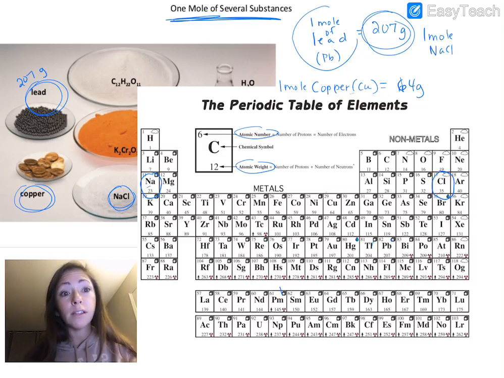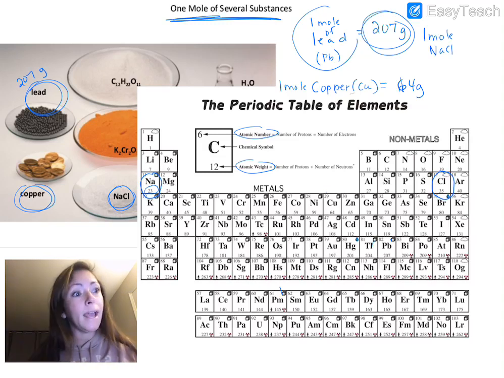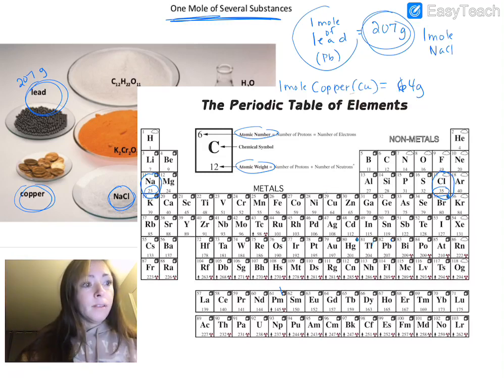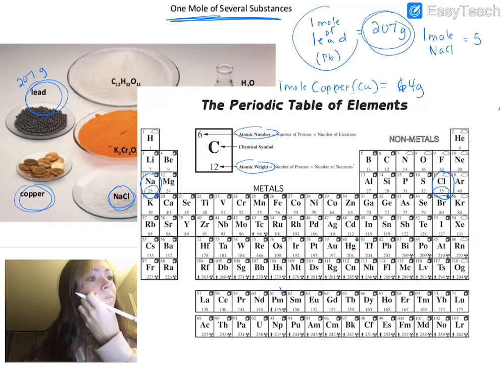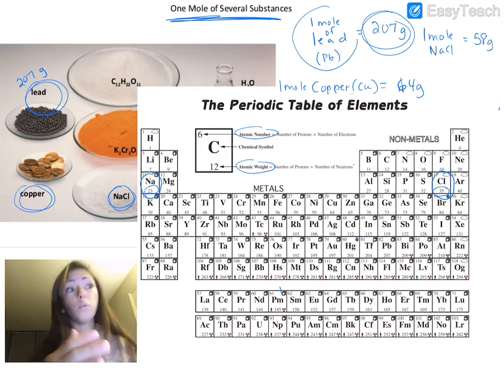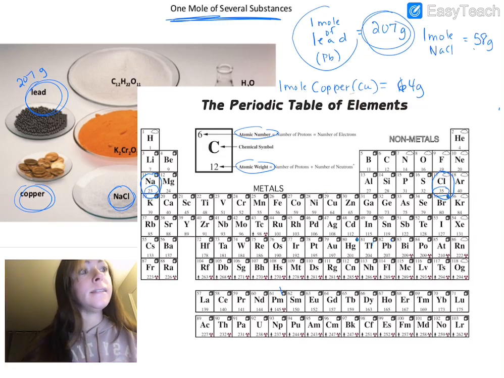So all I have to do is take the 23, which is the mass per mole of sodium, and add it to the mass per mole of chlorine. So 23 and 35 is 58 grams. So 1 mole of sodium chloride is equal to 58 grams of sodium chloride.